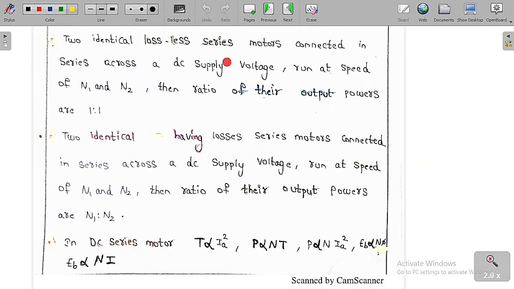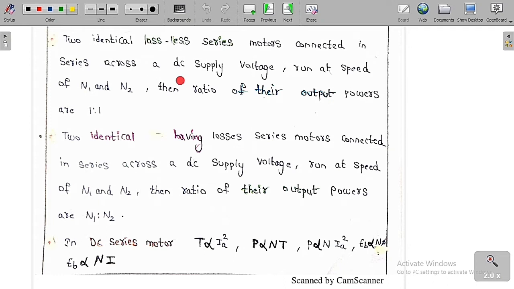Two identical lossless series motors connected in series across the DC supply voltage run at speeds of N1 and N2. The ratio of output powers is 1:1, because output power is equal to EB into IA. EB for each of them is V by 2, because they are identical. So V by 2 into IA is the same for both. Therefore we are going to get 1:1.